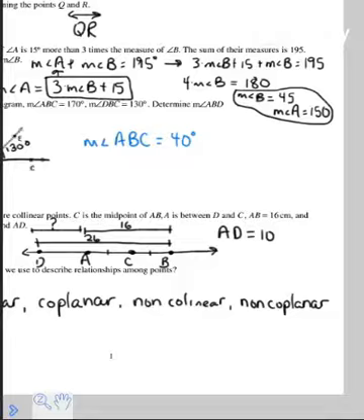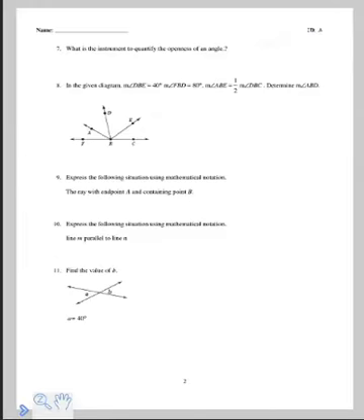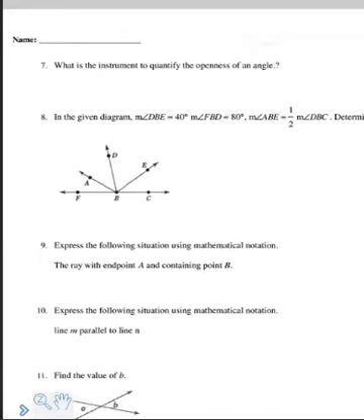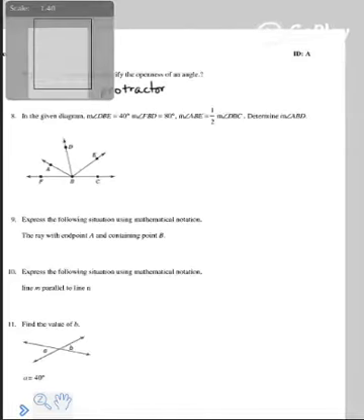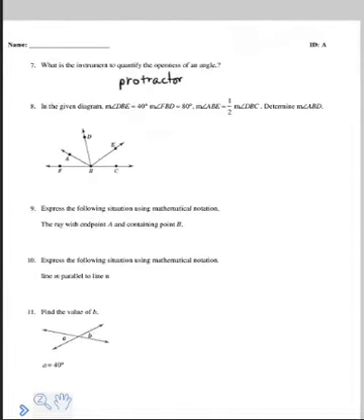For page 2, what measurement tool or what instrument do we use to quantify the openness of an angle? It's a protractor. Okay, question 8.